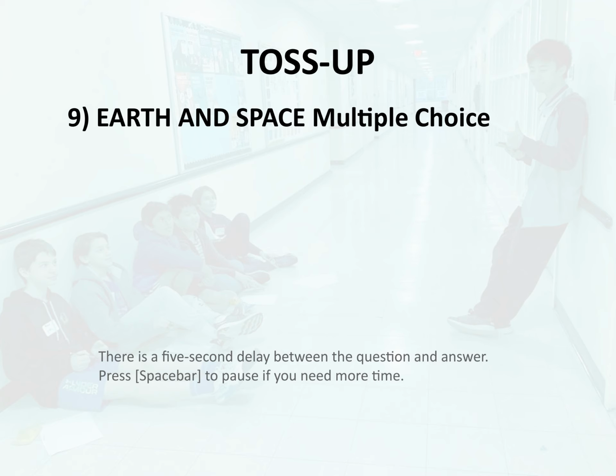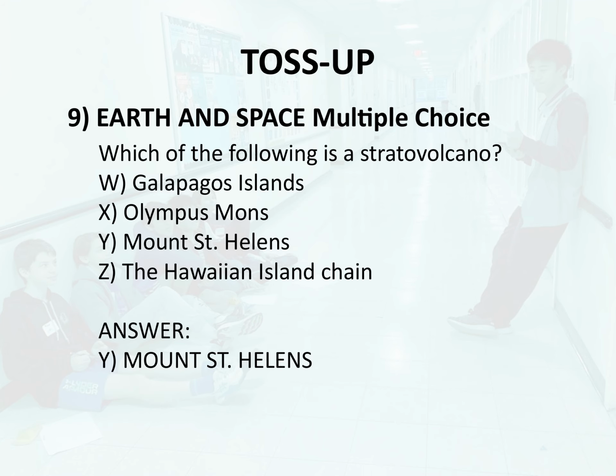Toss-up 9. Earth and space. Multiple choice. Which of the following is a stratovolcano? W. Galapagos Islands. X. Olympus Mons. Y. Mount St. Helens. Z. The Hawaiian Island chain. Answer. Y. Mount St. Helens.